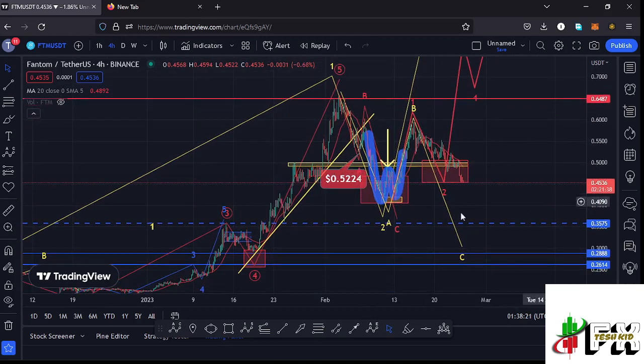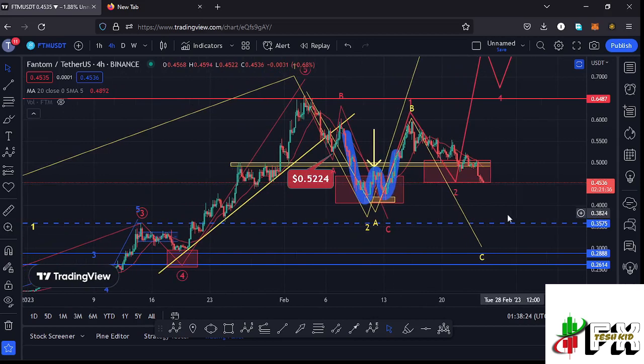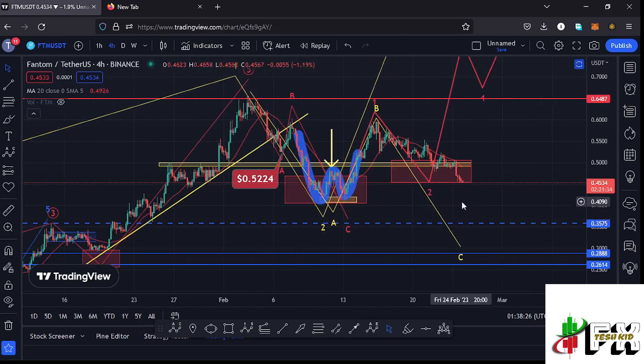So that is what I'm expecting here on the worst case scenario, because it seems like the breakdown is not cooling off any soon, and we need to be prepared for that and also continue using our stop losses, because I know some of us might have opened some long trades here on Fantom. So that is what I wanted to prepare you for here on the Fantom chart.